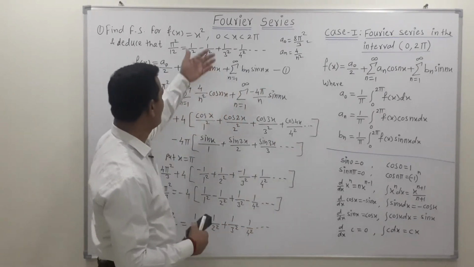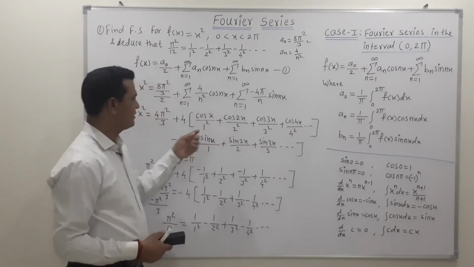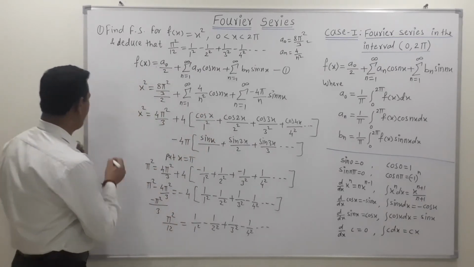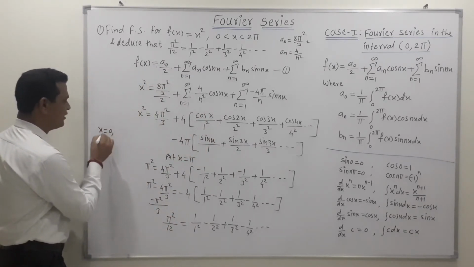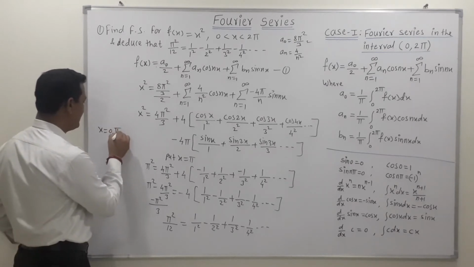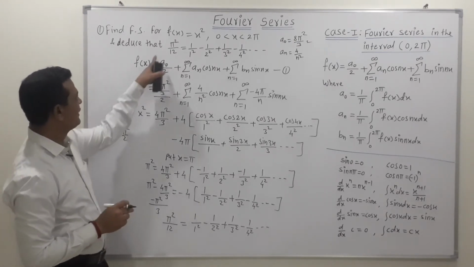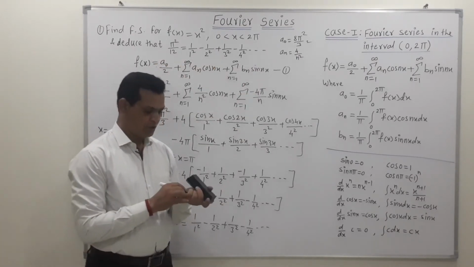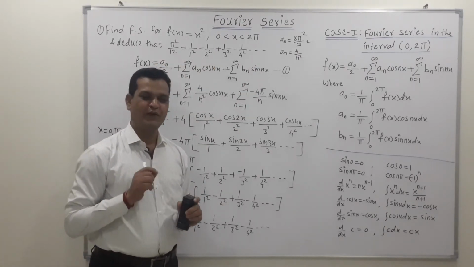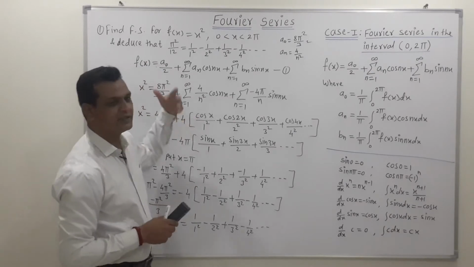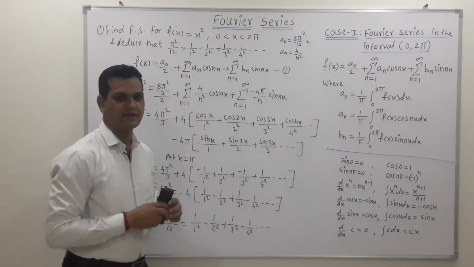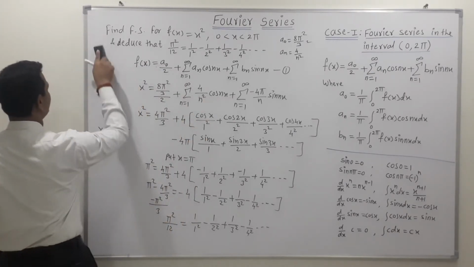After finding this answer, for deduction, put a particular value; generally the particular values are 0, pi and pi by 2. After putting these three particular values, we will reach such type of deduction. So this is the first example. I hope you like this. Now let's take the second example for your better understanding. So now next question.